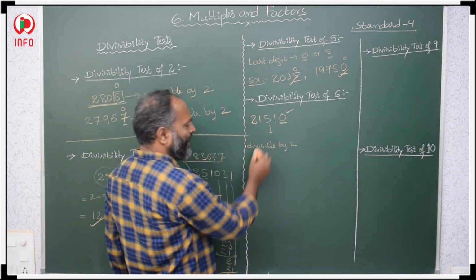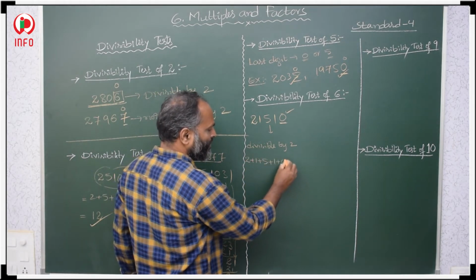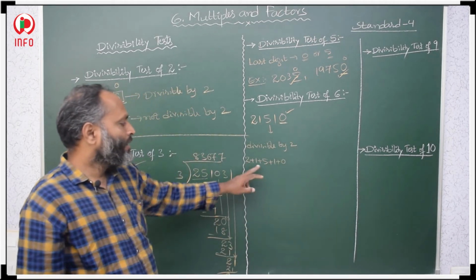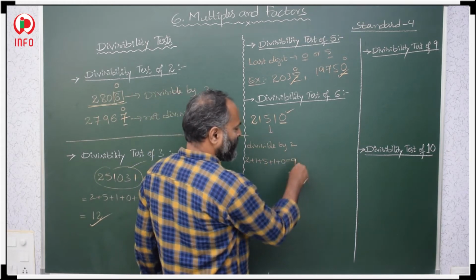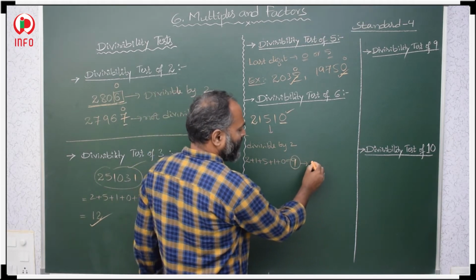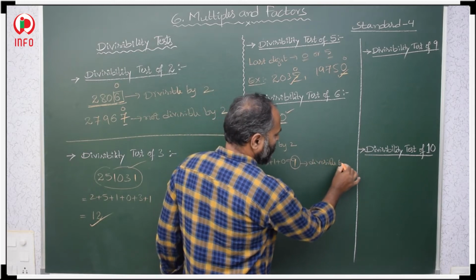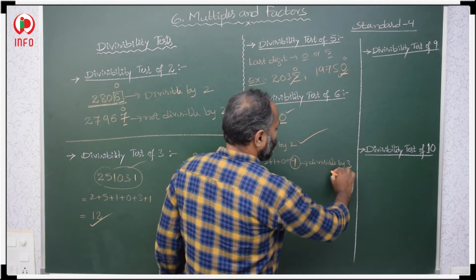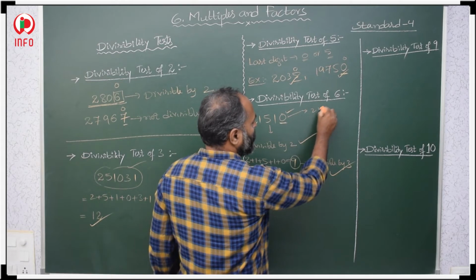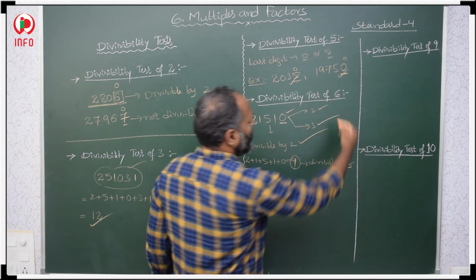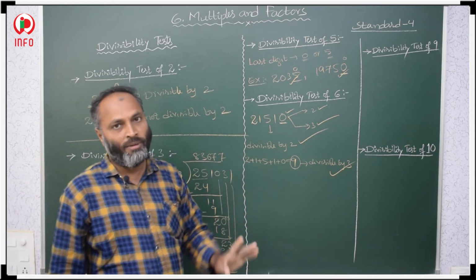Next, we have to check the 3 table. For 3, we have to add the digits: 2 plus 1 plus 5 plus 1 plus 0. 2 plus 1 is 3, 3 plus 5 is 8, 8 plus 1 is 9, 9 plus 0 is 9. This 9 is divisible by 3. So this number is divisible by 2 as well as by 3. If a number is divisible by 2 as well as 3, then it is divisible by 6.